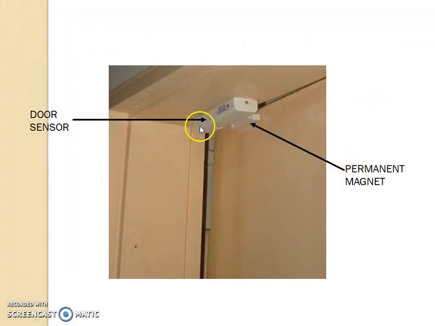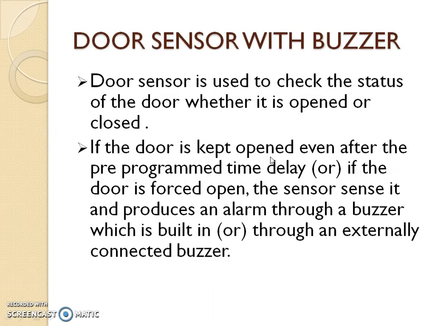As you can see, a door sensor is installed here with a permanent magnet. As long as the magnet is attached to the device, the alert is not created. And once the door is open, for a certain period of delay, the sensor will not respond. After that pre-programmed delay, if the door is still kept in open condition, then the alarm will be activated. So that is the purpose of the door sensor with the buzzer.